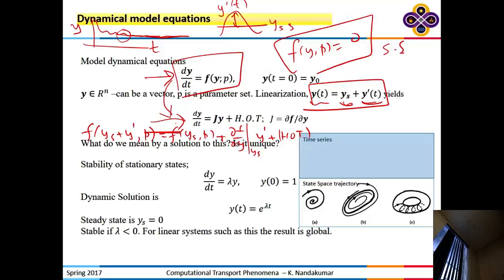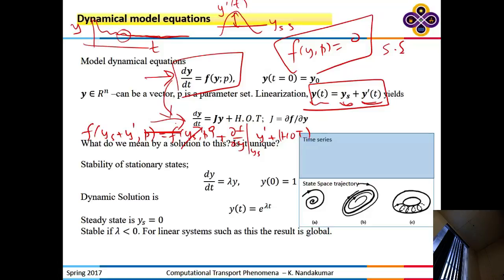Now, what is f of ys? Steady state solution. If I put the steady state solution into f, what should I get? 0. Because I'm finding the steady state solution by satisfying this, right? So the first term is 0 because ys satisfies that function. So what do I have left? Just the derivative, the first derivative of the function with respect to y multiplied by y prime.